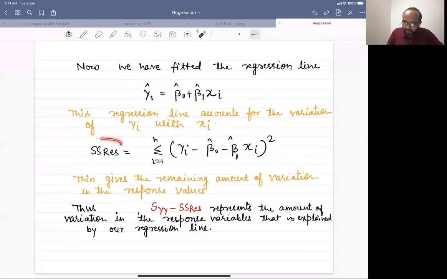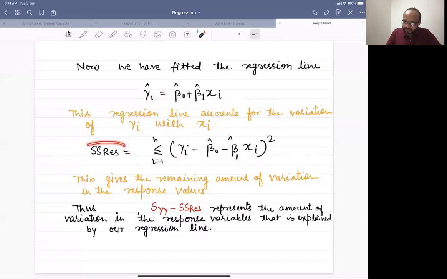So the quantity which we call the sum of squares of residuals is a measure which we define like this: summation over i equals 1 to n, yi minus beta naught cap minus beta 1 cap xi, whole square.